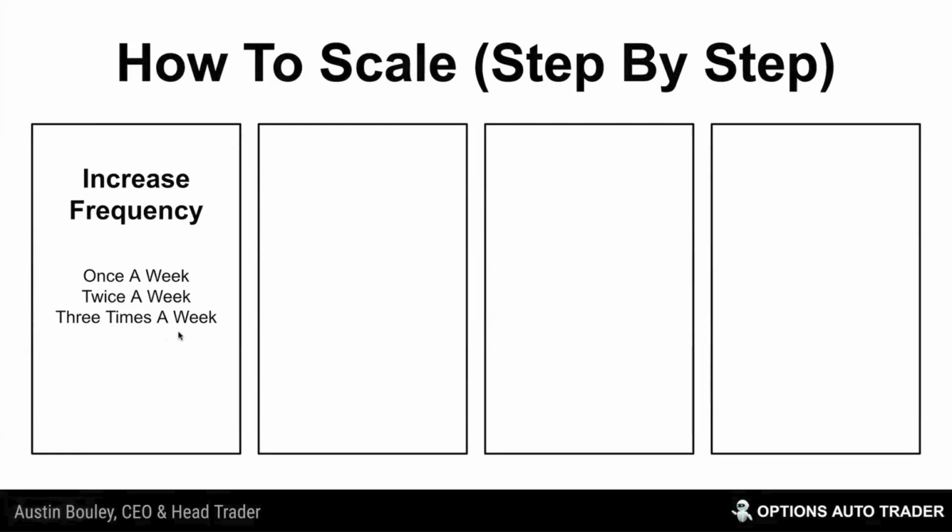Now, we stop at 3 times a week. So once a week would be something like once a week on Wednesday. Twice a week would be like Tuesday and Thursday. And 3 times would be like Monday, Wednesday, Friday. Now, we stop there because we can't really do it every day.